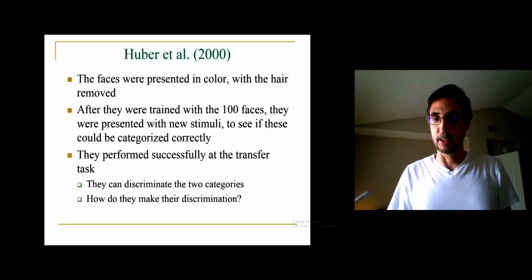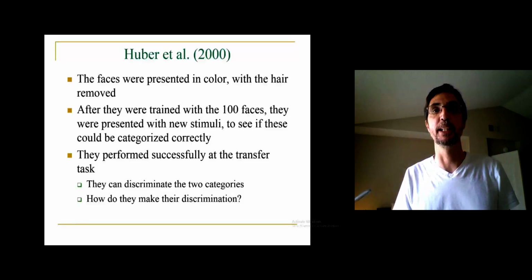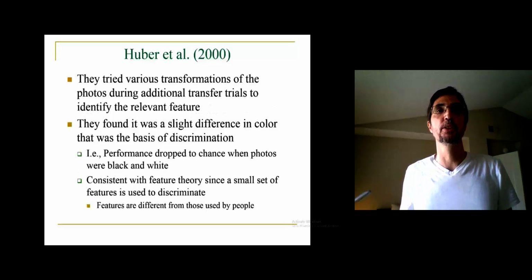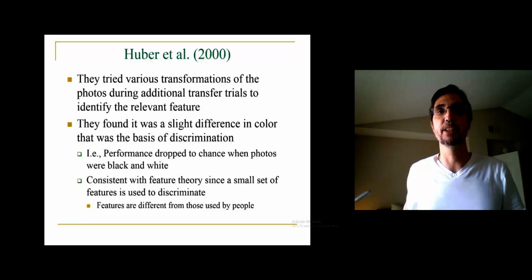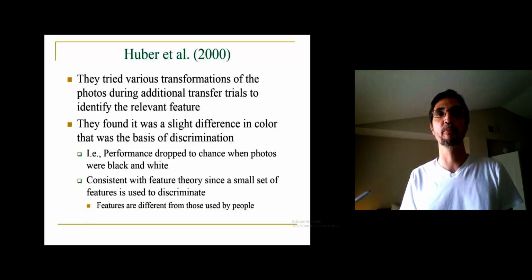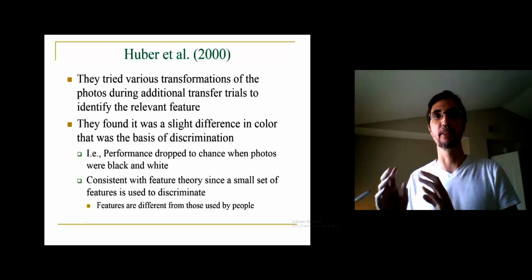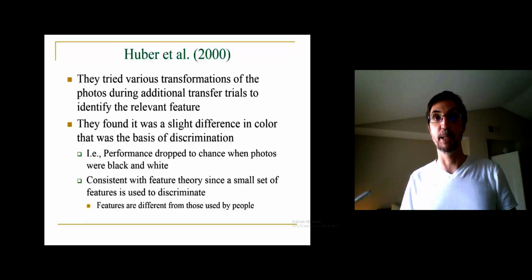So as far as the theories of categorization goes, the question is, how do they discriminate male and female faces? To ascertain this, they tried different transformations of the photos during additional transfer trials. They did this to try to figure out the relevant features. And what they found was that it was a slight difference in color between male faces and female faces that was the basis of the categorization.